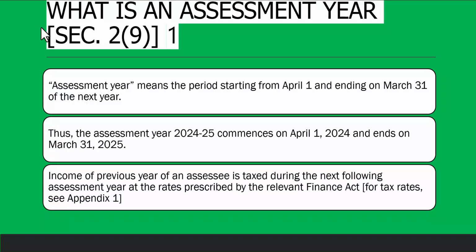Of course, this time we didn't have any budget. The regular budget will be passed after the elections are over. So in that case the rates which have already been prescribed earlier will become applicable for the previous year, which is about to end. So income of the previous year of an assessee is taxed during the next following assessment year at the rate prescribed by the relevant Finance Act.